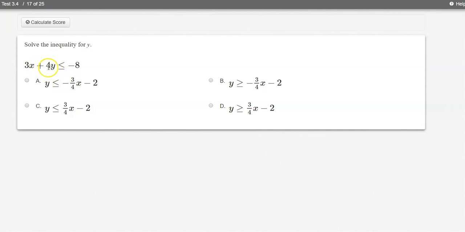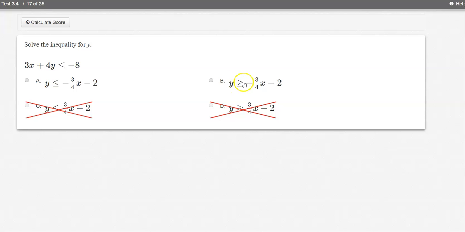You want to get your y by itself, so you would subtract your 3x, so you should choose either A or B because you have a minus. When you divide by 4, that doesn't change the minus, and it does give you the -2, so let's cross these two out. These don't work. So let's see, which one is it? If I have a -3x and I divide by the 4, I'm not going to flip the sign.